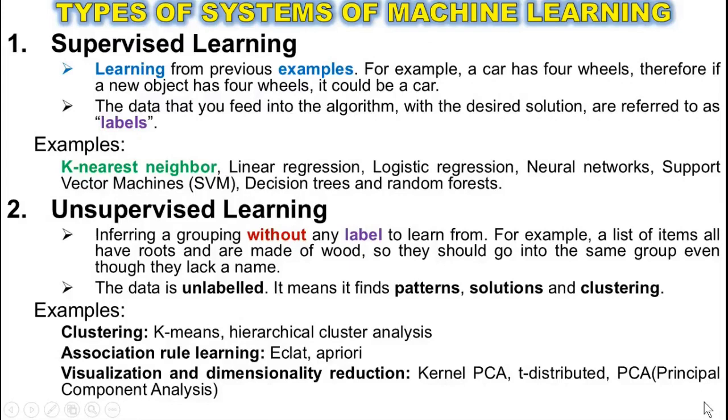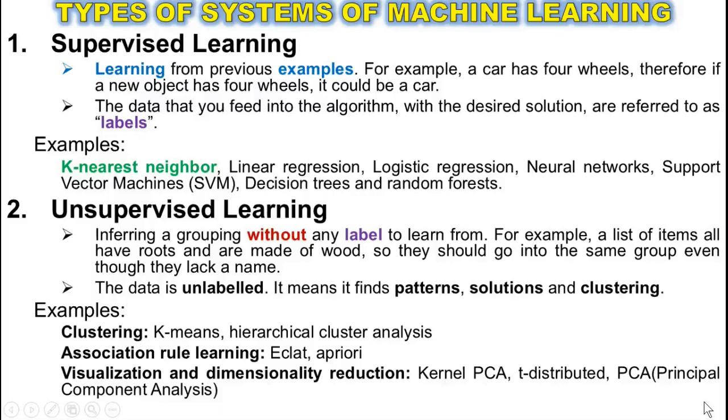The supervised learning learns from previous examples. For example, a car has 4 wheels, therefore, if a new object has 4 wheels, it could be a car. The data that you fed into the algorithm with the desired solution are referred to as labels. Some examples of supervised learning are K-Nearest Neighbor, linear regression, logistic regression, neural networks, support vector machines or SVM, decision trees, and random forest, to name but a few.